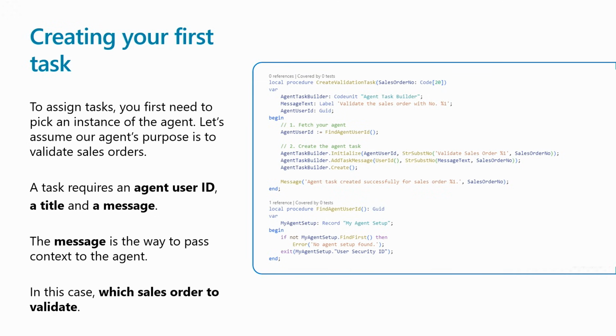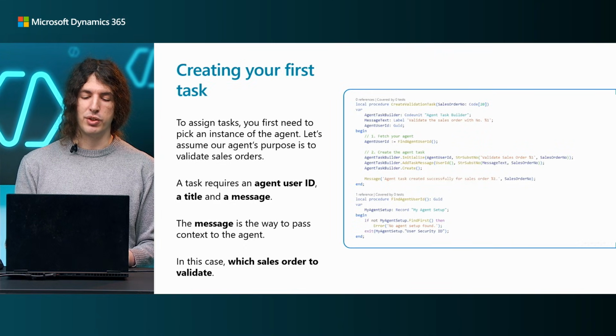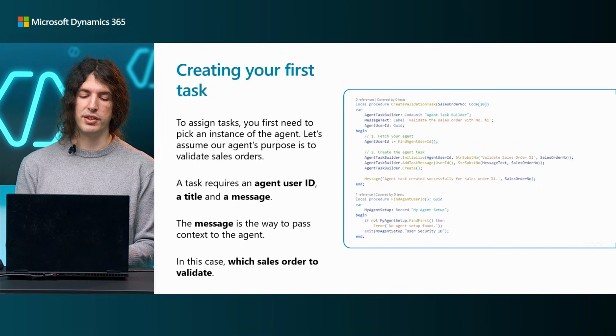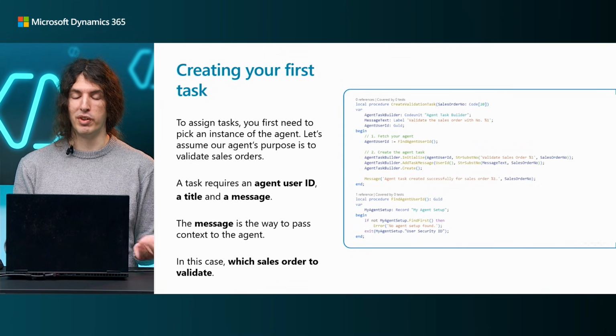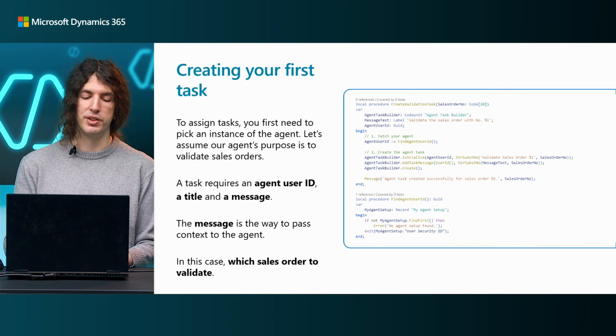Okay, so how do I create my first task? The task basically requires you to get your agent instance, possibly from your setup table, and then use the task builder codeunit in order to create the task. You create a message for your task, and you populate the task builder, you call create, and then you get the task for your agent that is waiting for approval from the user and will execute when they do that.